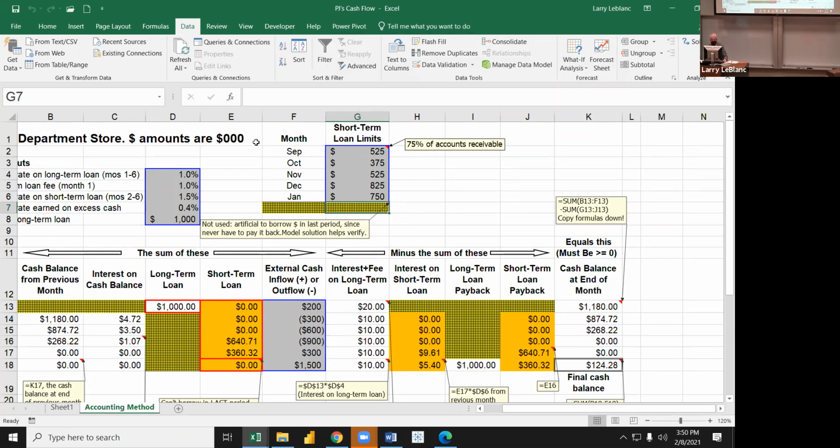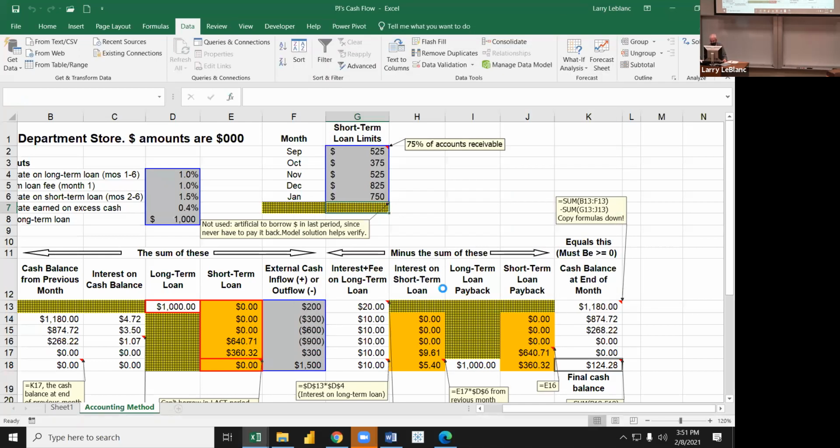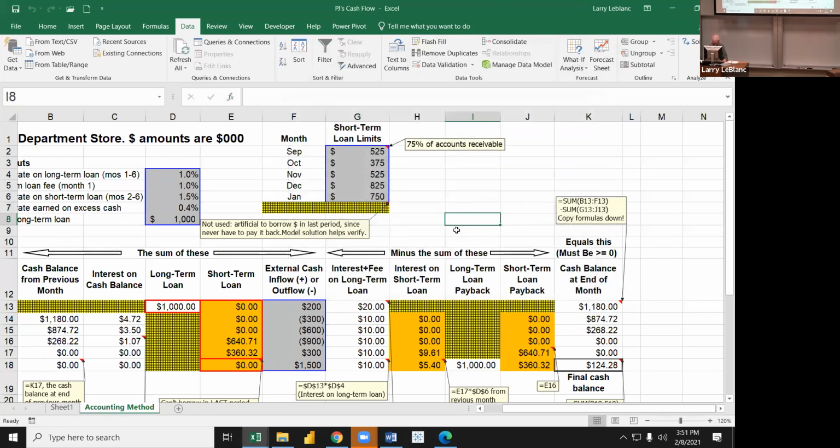That's a good thing for me to review. This error message, the objective values do not converge, is a symptom you've left out a constraint. I left out a constraint. In particular, E18 has to be less than or equal to 100 or something like that. Let me give you a few minutes, and then we'll go on to the next topic.